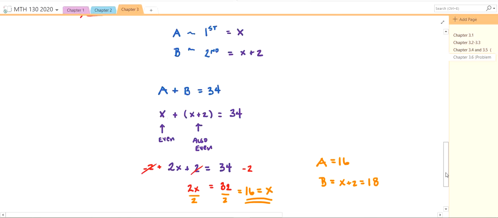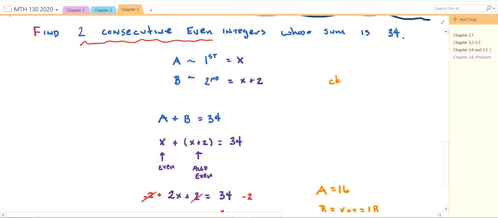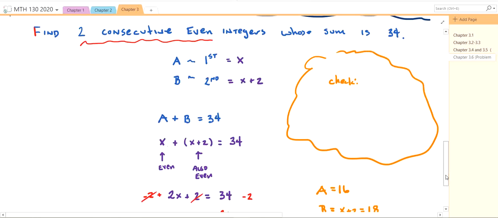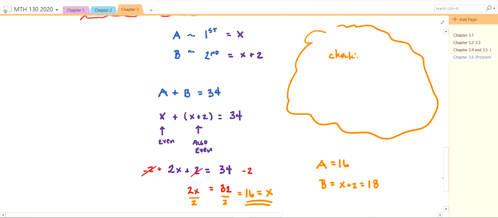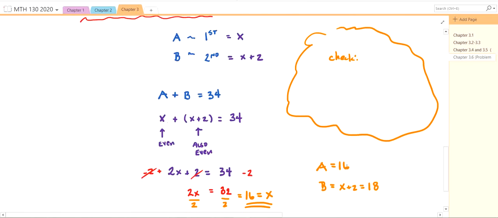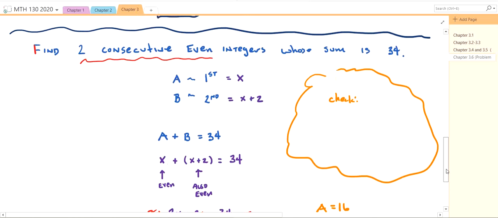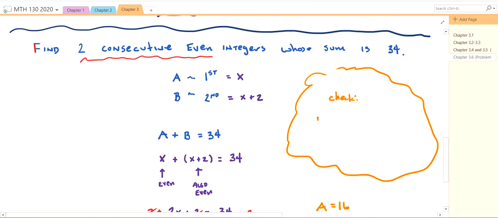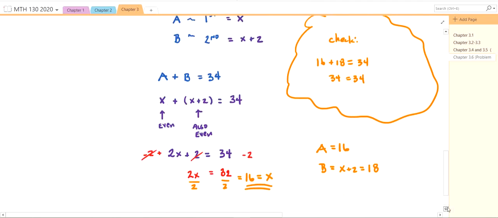Okay, so now let's check. I'm going to do a check. Put the check here, a little balloon. First thing I'm going to check are these consecutive even integers. That's part of the question. Two consecutive even integers. Yeah. 16 occurs just before 18, so that's good. So now, if I add these up, 16 plus 18 equals 34. Well, yeah, that's true. 34 equals 34. So it looks like I got that one right too.